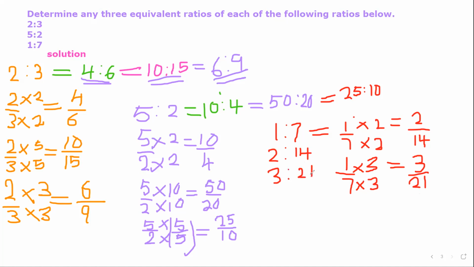Okay, good. Then 1 over 7 times 10. Okay, times 10. Then you get 10 out of 70. 10 out of 70, if you want to write it in ratio form, is the same as 10 to 70.